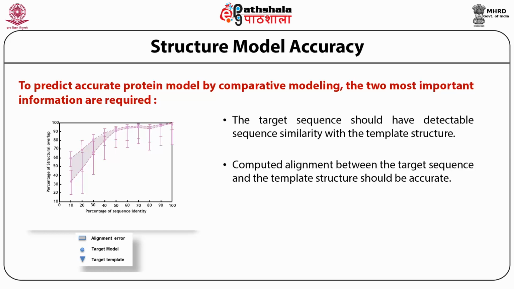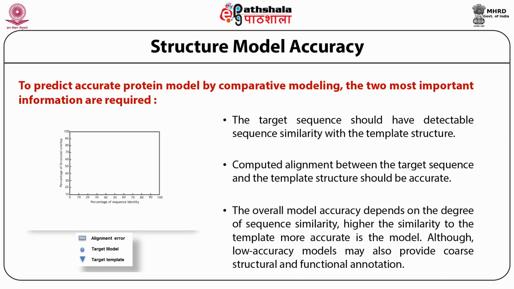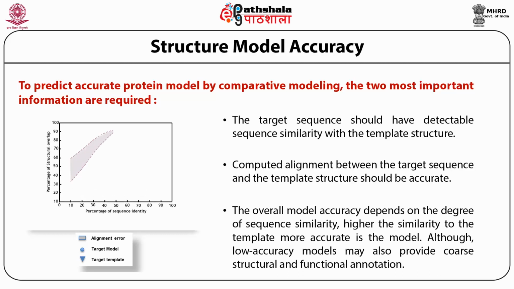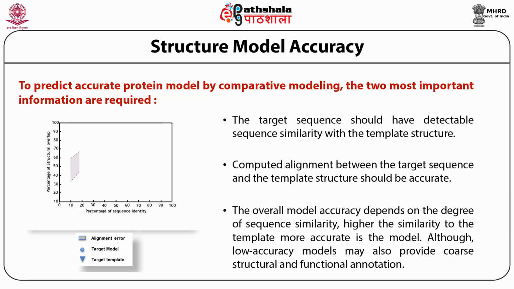So if you have 50% sequence identity with the template structure, then the model which you are going to predict will have very good sequence identity, structure homology, and the function you predict will correlate well. So the overall model accuracy depends on the degree of sequence similarity. The higher the similarity to the template, the more accurate the model. Although low accuracy models may also provide the core structure and functional annotation, it is always better to use a high sequence identity model to predict the structure of your protein of interest.